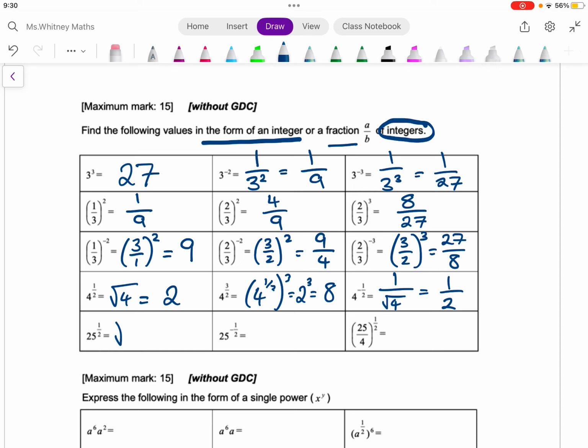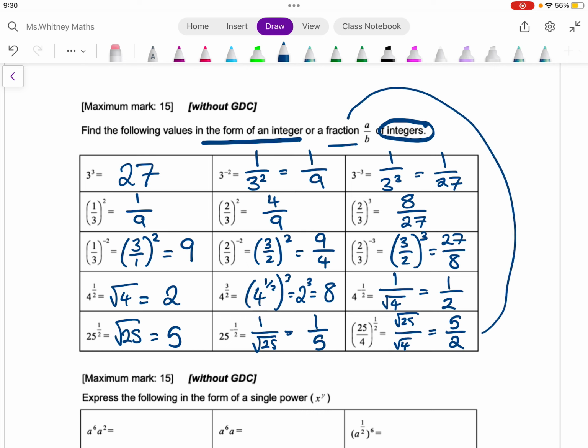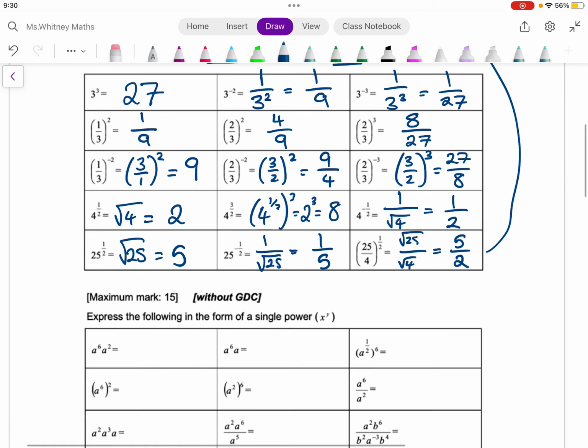Okay, next one here, we've got root 25, which is just 5. 1 over root 25, which is 1 over 5. And then here, we're going to square root both of them. So it's root 25 over root 4, which is 5 over 2. And it says leave as a fraction. So don't make that a decimal, because up here, leave as a fraction or an integer. Okay, great. We're going to move on to the next ones.